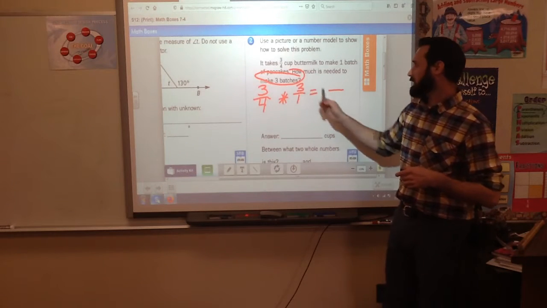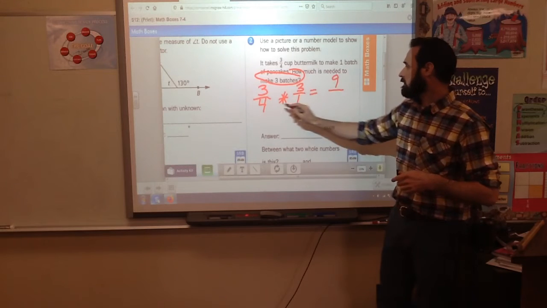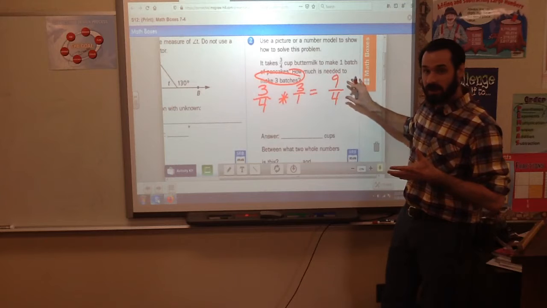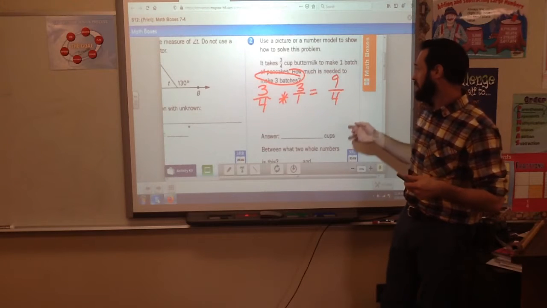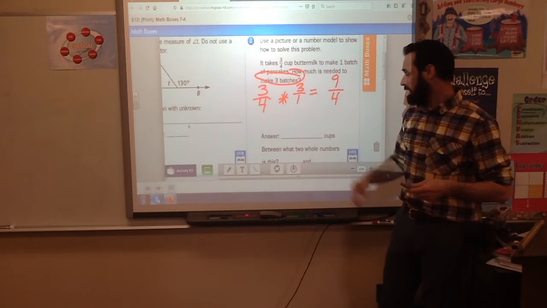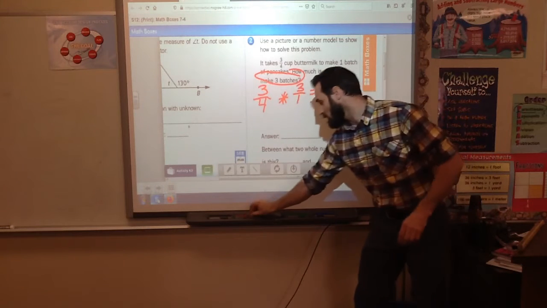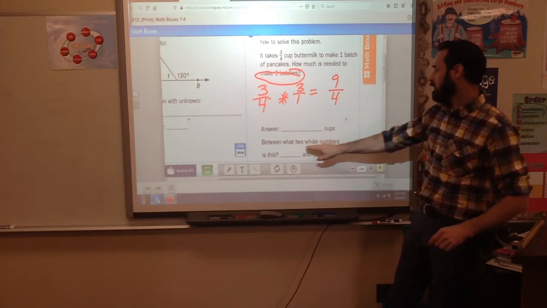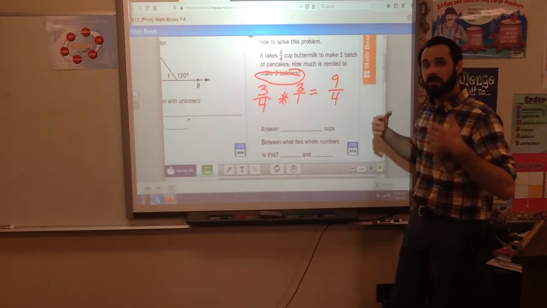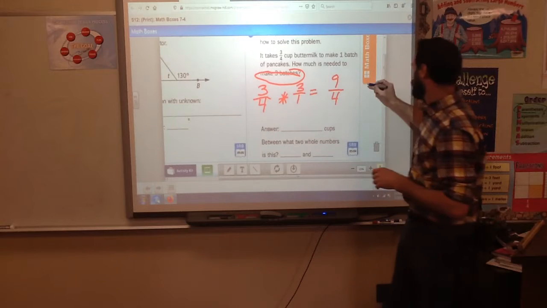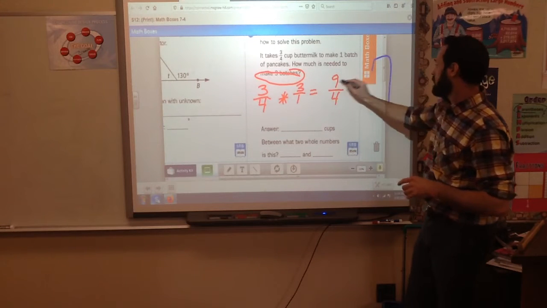And 3 times 3 is 9. 4 times 1 is 4. Now, this is a correct answer. We've talked about that the last few math boxes. 9/4 would be an okay answer, but that's going to make it hard to answer this next part. What two whole numbers is it between? So we need to divide to make it into a mixed number.